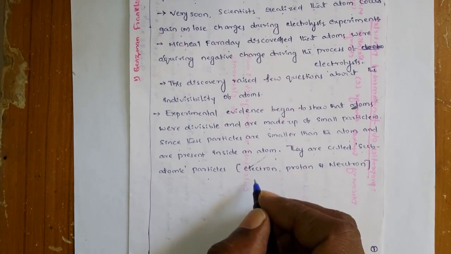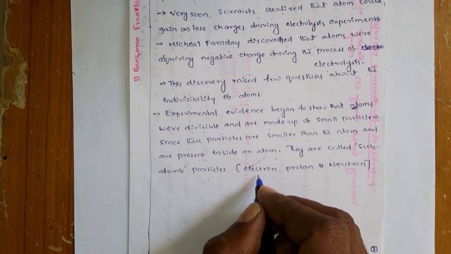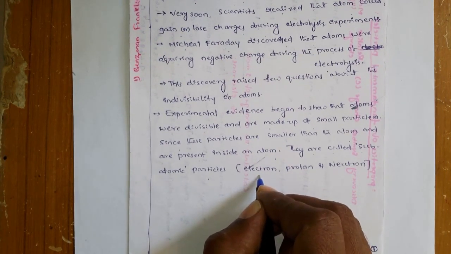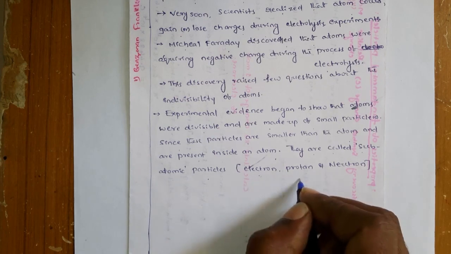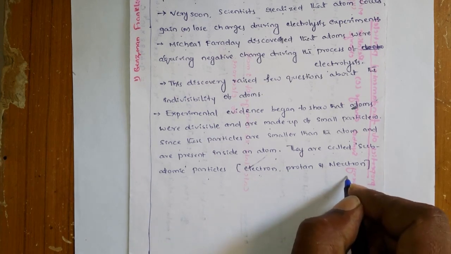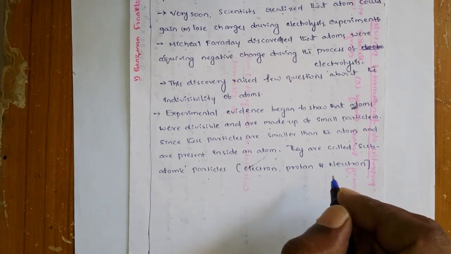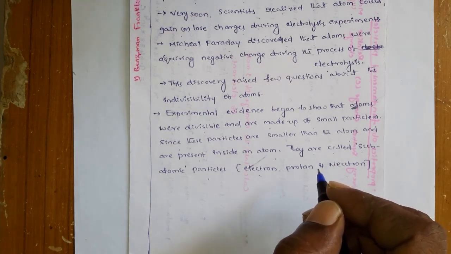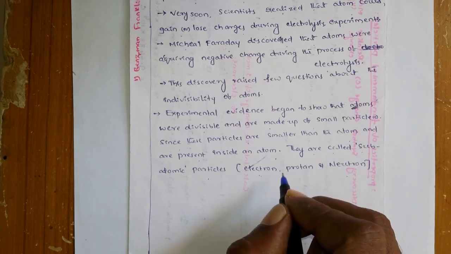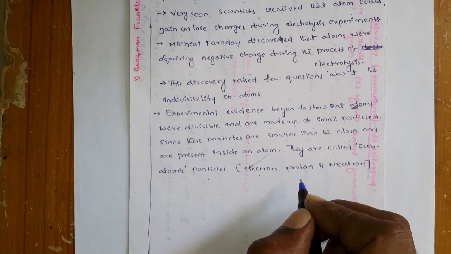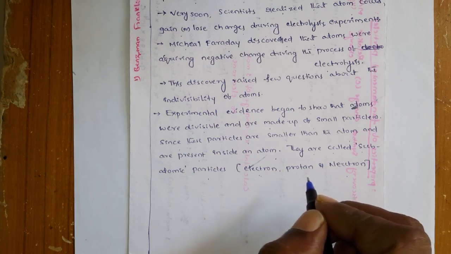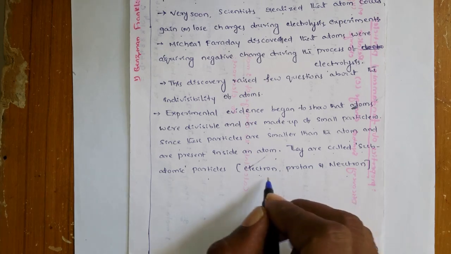Okay, so what are the subatomic particles? What they found is that those are nothing but the electrons, protons as well as the neutrons. That means an atom consists of subatomic particles, and those subatomic particles are nothing but electrons, protons and neutrons, right?